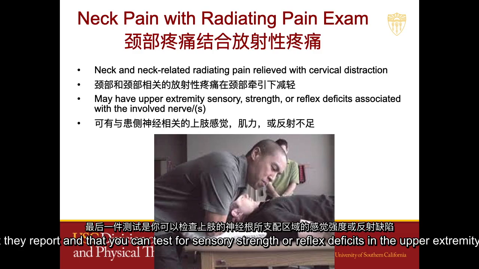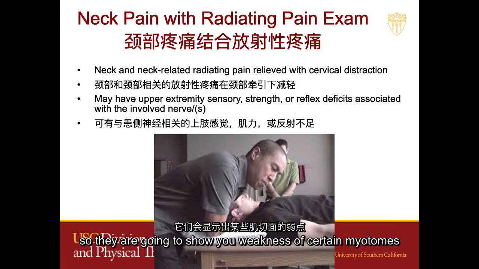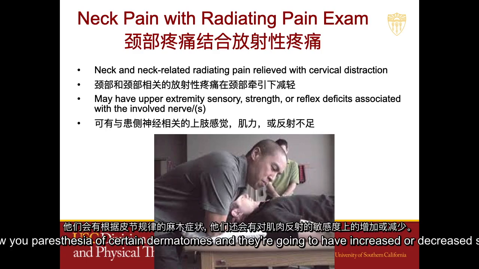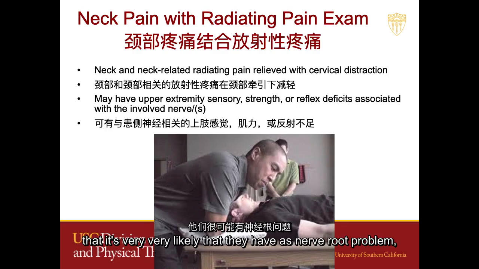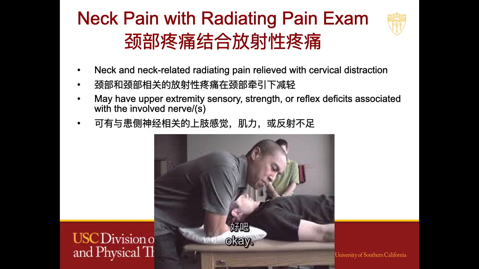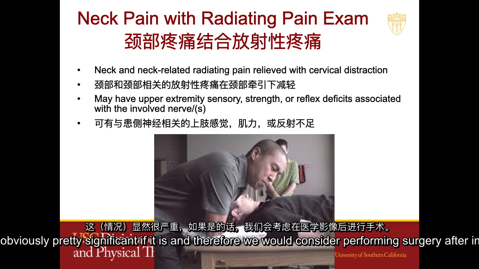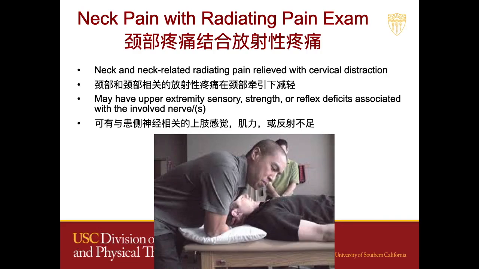And the last thing is that you can test for sensory, strength, or reflex deficits in the upper extremity that follow a nerve or nerve root. So they're going to show you weakness of certain myotomes. They're going to show you paresthesias of certain dermatomes, and they're going to have increased or decreased sensitivity of reflexes. So if you put all four of those together and they're all four positive, then it's very, very likely that they have a nerve root problem. And this is where a surgeon would say, okay, this is obviously pretty significant, and therefore we would consider performing surgery after imaging.